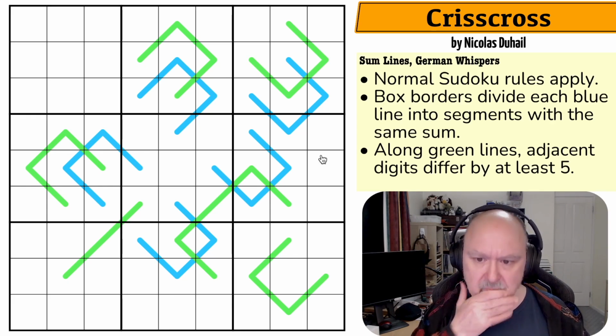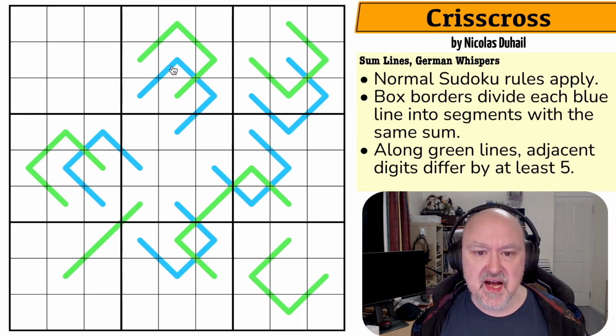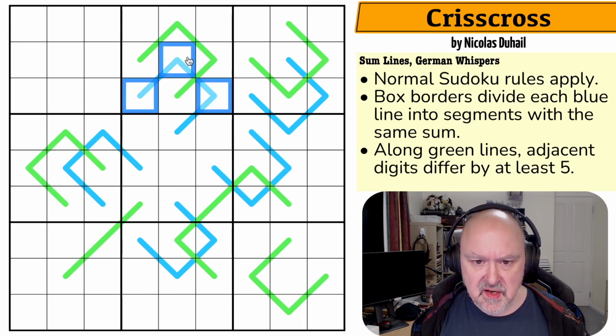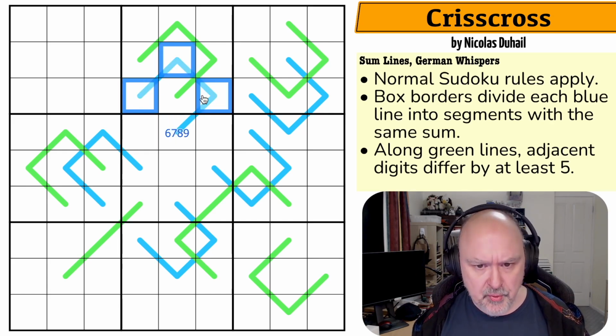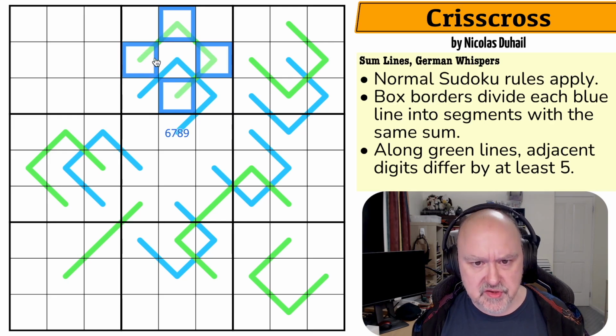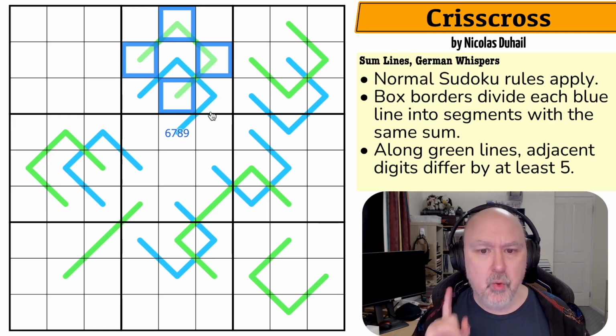So, to me, the most obvious place to start is on these blue lines. The minimum I could put into those three cells would be 1, 2, and 3, making this 6, 7, 8, or 9. But I can't put 1, 2, 3 into those because of this line. Now, why do I know that?